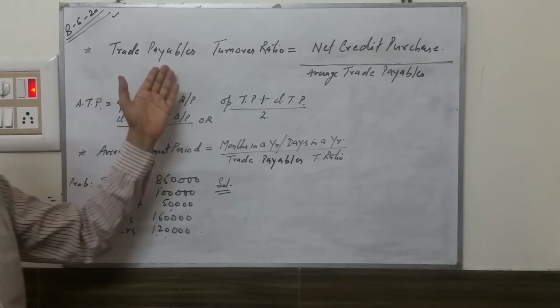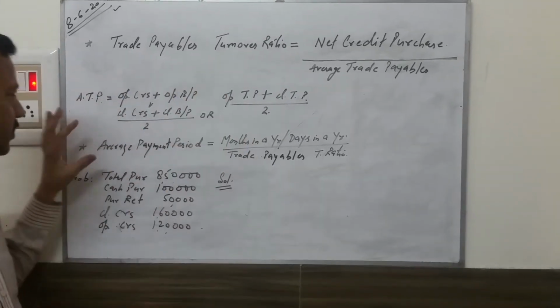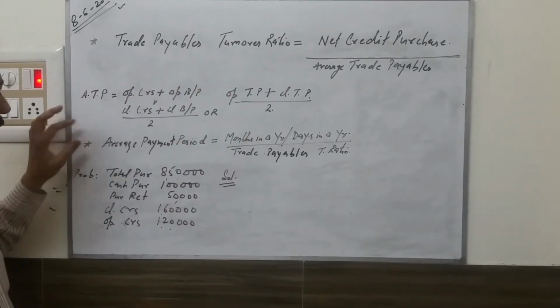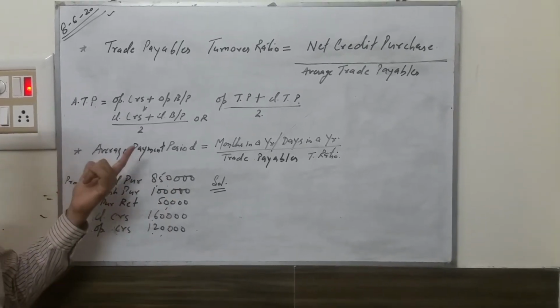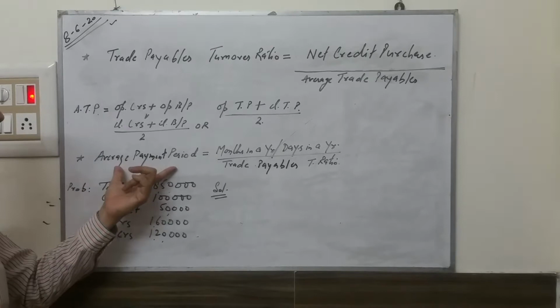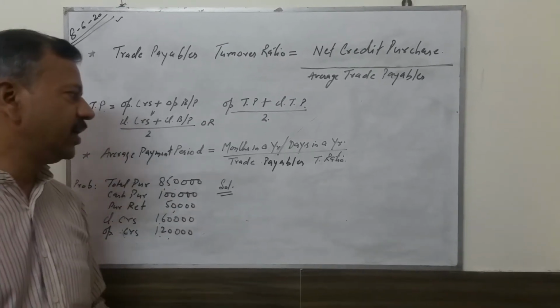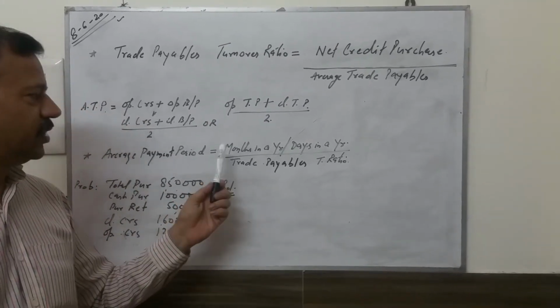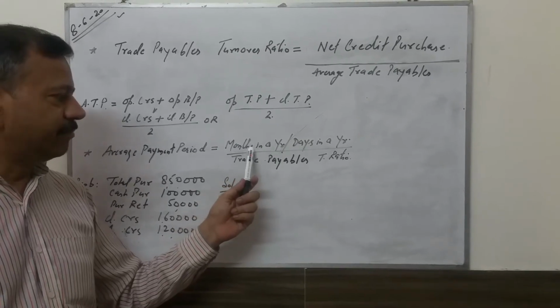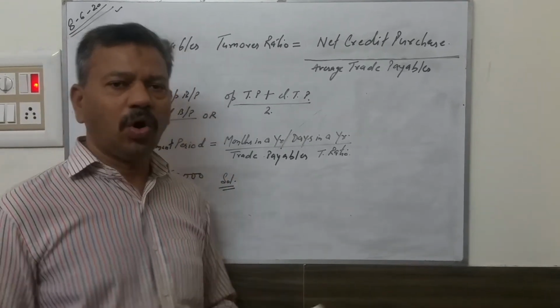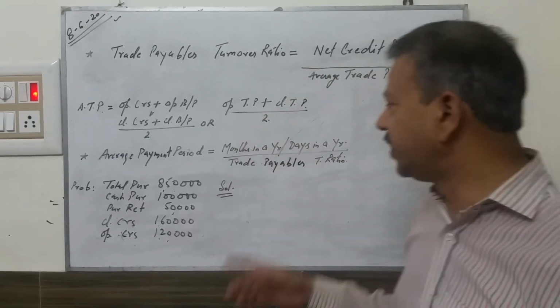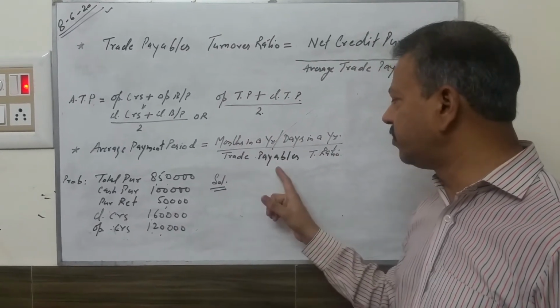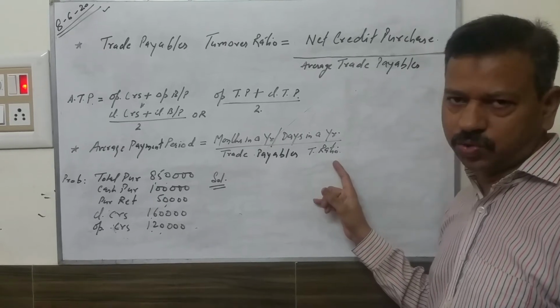Along with trade payable turnover ratio, the examiner may ask about average payment period. So you can find out average payment period with the help of the formula: months in a year or days in a year divided by trade payable turnover ratio.